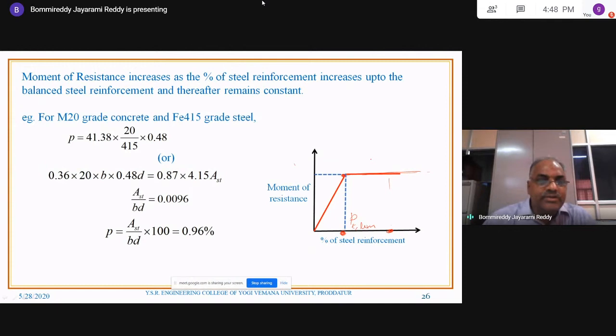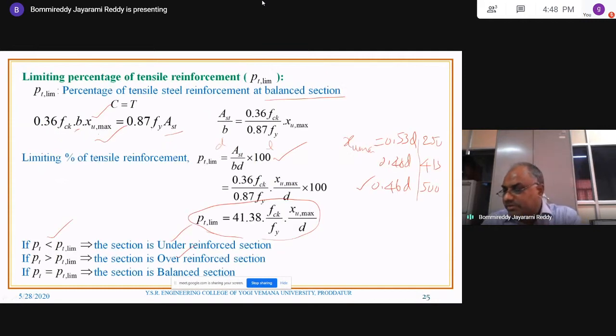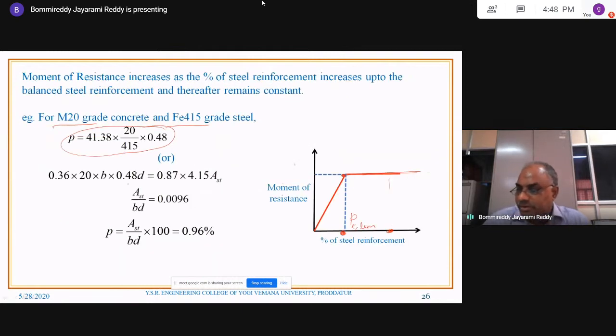Okay. Now let's look at a problem. For M20 grade of concrete and Fe 415 grade steel, what is the percentage? That may be the question in the exam. For that, don't try to remember this equation, the last one, 41.38. This equation is for computing the percentage. Not required. Don't remember it. What you do is use the fundamental equation 0.36 FCK B XU.